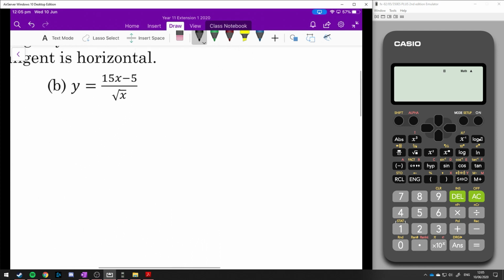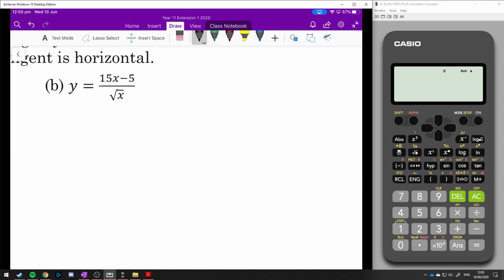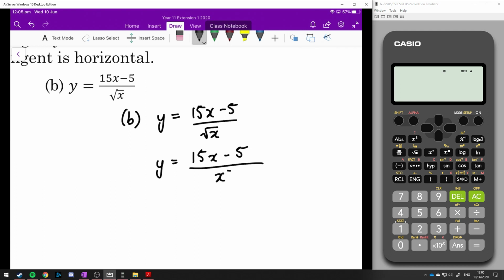So looking at part B, it says that we've got y is equal to (15x minus 5) over the square root of x. What we're going to do is now rewrite this as (15x minus 5) all over x to the half.